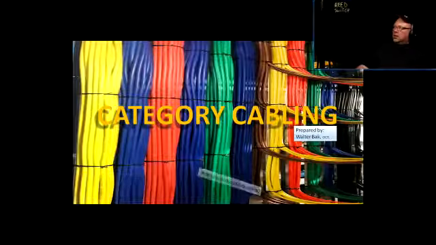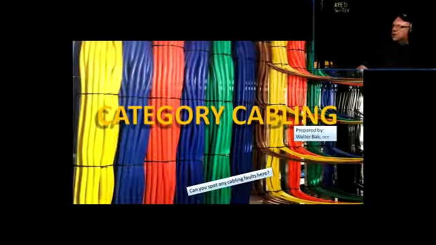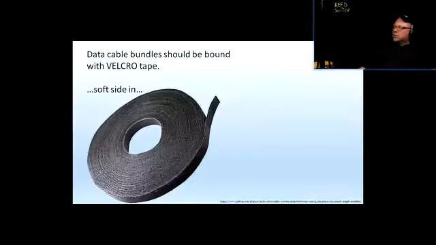Dylan, congratulations. Can you spot any cabling faults here? Yes, zip ties. What should we use? We should use Velcro. All right. Data cable bundles should be bound by Velcro tape, soft side in. And Velcro sometimes comes in big bundles like this. You just get them, cut them to length, and use them.